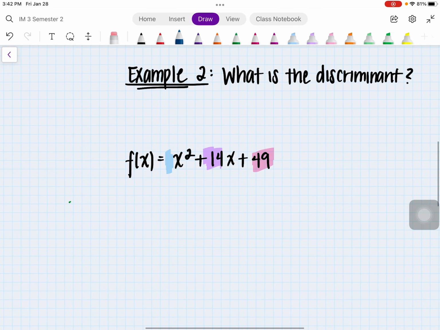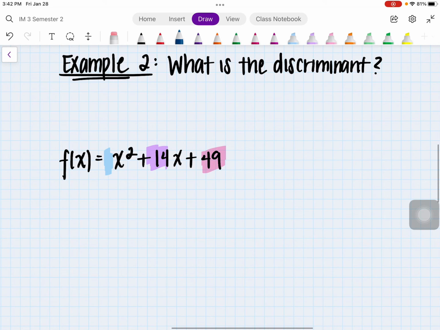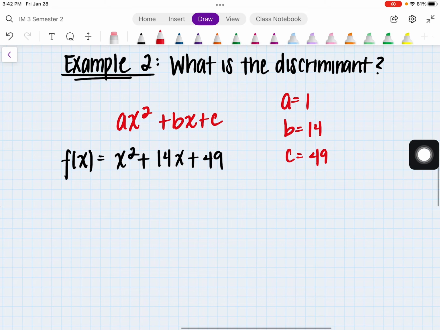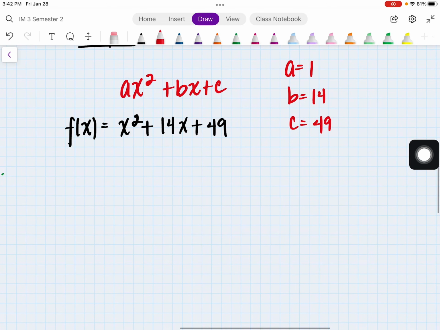So let's go ahead and take a look at this next one. And here's the next one. Once again, we want to identify a, b, and c. It is the formula of ax squared plus bx plus c. So a is going to equal 1, b is going to equal 14, and c is 49. Now, all these values will be different. A is not always going to be 1. That will be changing. So let's go ahead and solve for the discriminant here.